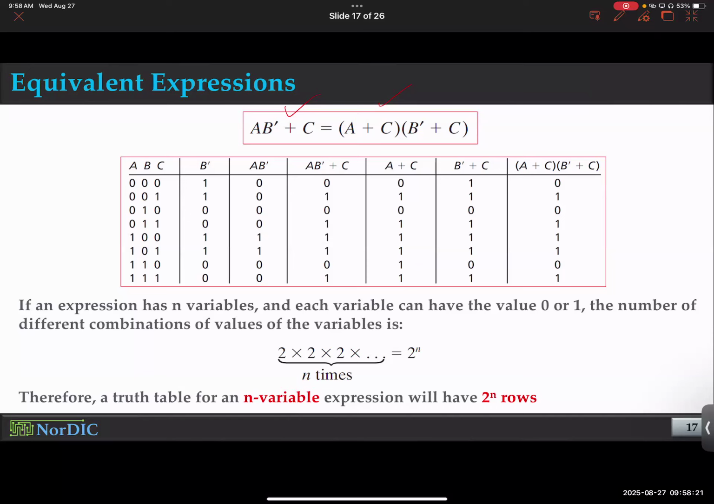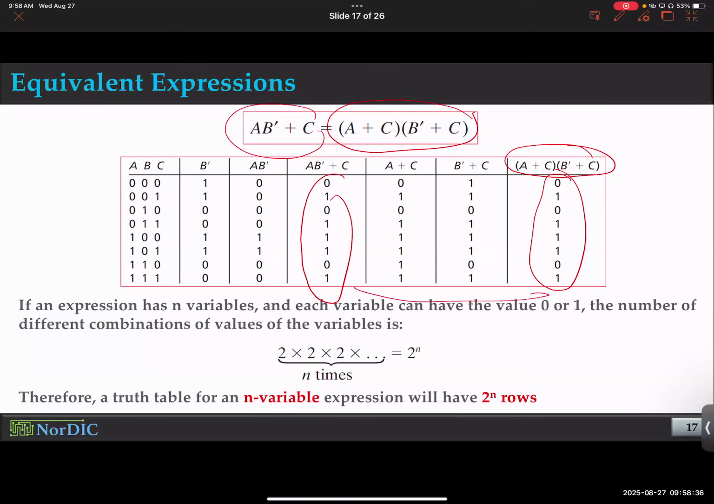And how do we know something is equivalent to something else? Looking at the truth table, okay? So look at the truth table for A plus C and B prime plus C, which is this column, and AB bar plus C, which is this one. Just compare these two columns. You'll see they're exactly equivalent. Exactly the same. So I can tell you that this function equals this function.